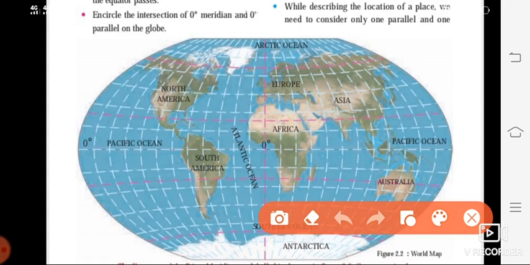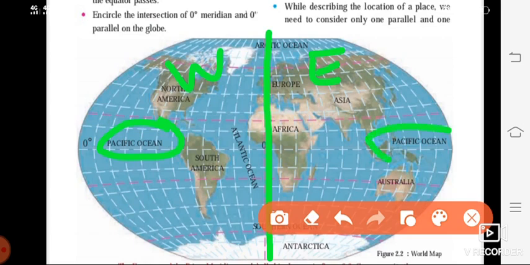See now, if I show, this is 0 degree meridian. So this is eastern hemisphere and this is western hemisphere. Which ocean are you able to see? Both sides, Pacific Ocean. Yes.